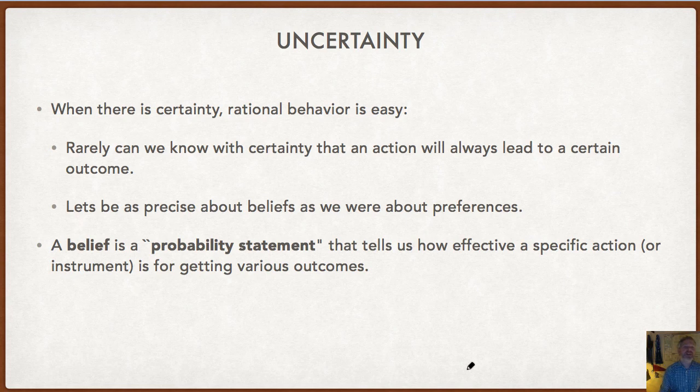So a belief is a probability statement. It says how likely something is to happen. If I do A, how likely is it that I'll get X? How likely is it that I'll get Y? There can be multiple outcomes. That's what uncertainty means.